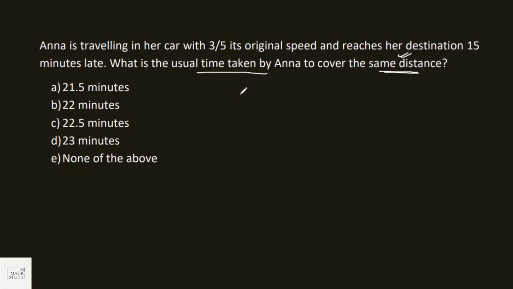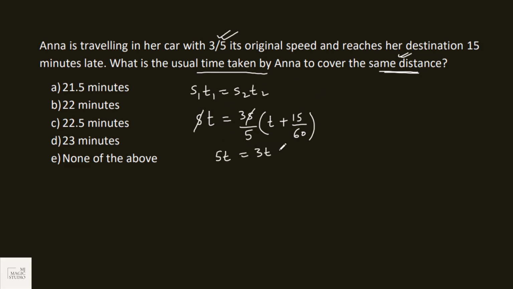Now, since the distance covered is same, we can use S1 T1 is equals to S2 T2. Normal speed is S, normal time taken is T. Today, she is traveling at 3/5 of the original speed, that is 3S by 5, and time taken by her today is 15 more minutes because she is late 15 minutes. It would be T plus 15 by 60 because we are doing this in hours. S's cancel out, and we have 5T equals 3T plus, this will be 1 by 4, 3 by 4. 2T equals 3 by 4.